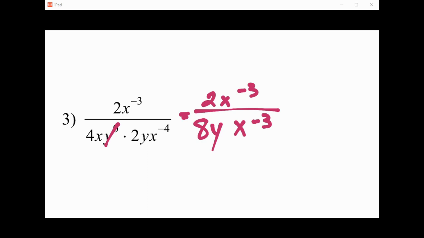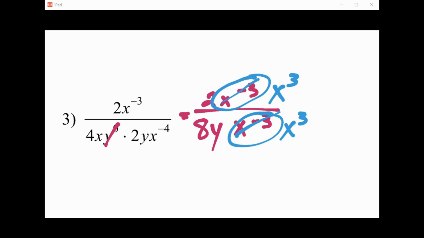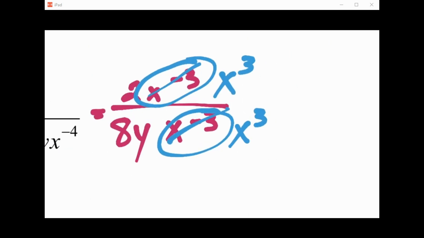With negative exponents, I recommend circling them and then move them to the top or move them to the other side so that they become positive. In this case, they'll just cancel out though.